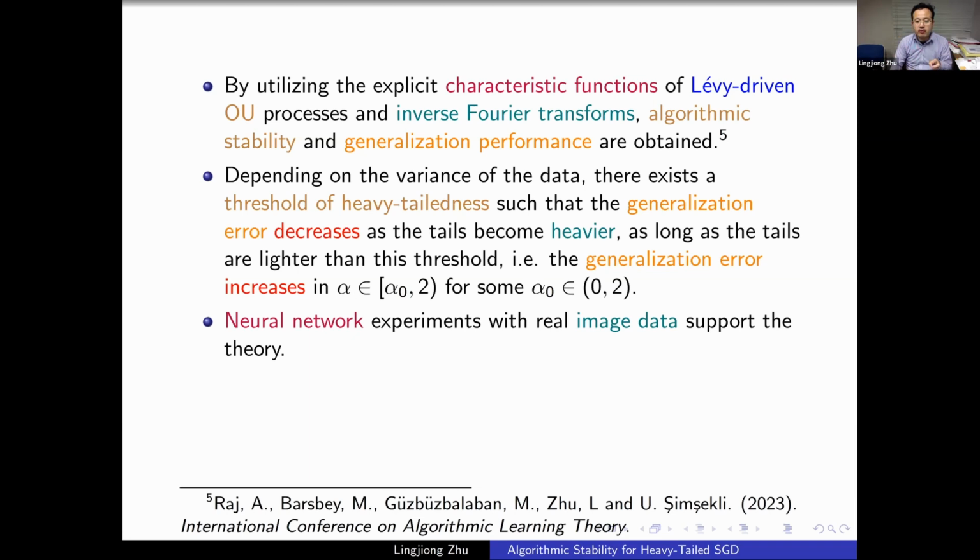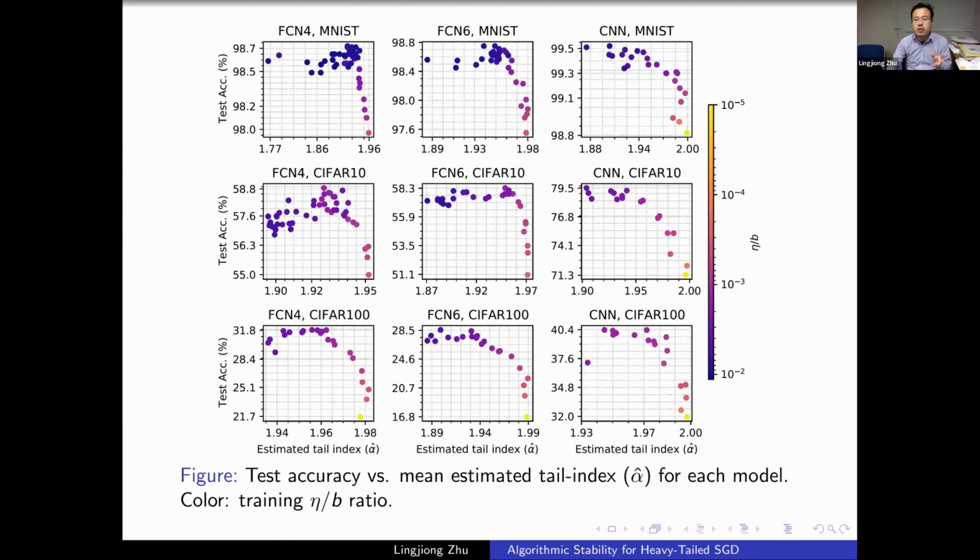So that's the paper we published last year at the Algorithmic Learning Theory conference. But this is only for the quadratic case. Our numerical experiments supported the theory beyond the quadratic case. In the numerical experiments, we look at neural networks, on different datasets, like the image datasets CIFAR 10 and CIFAR 100. The y-axis is the test accuracy. Higher test accuracy means better generalization.